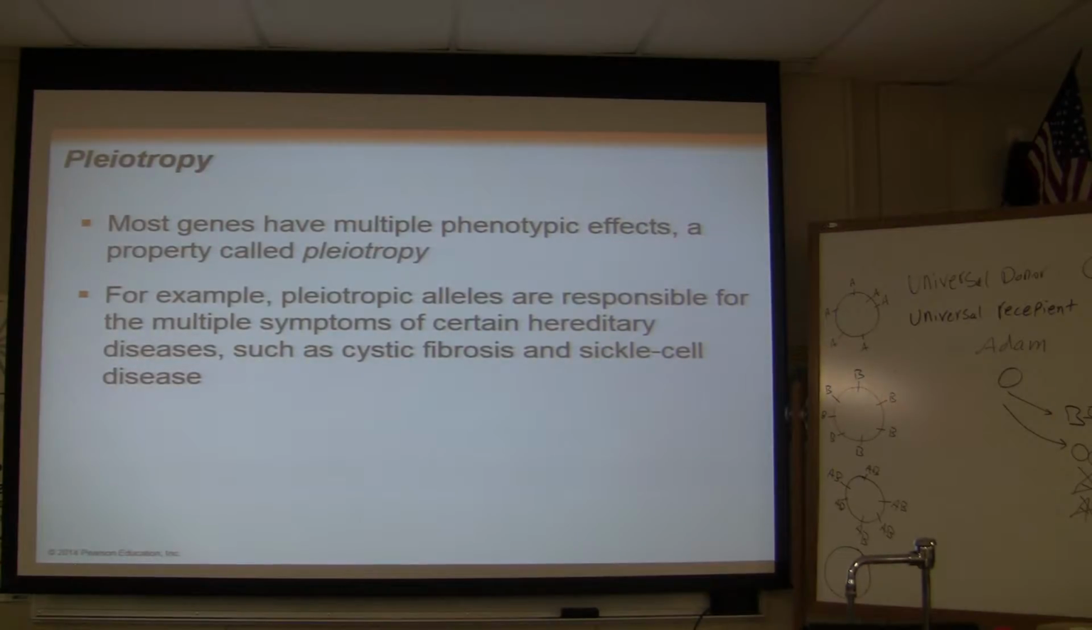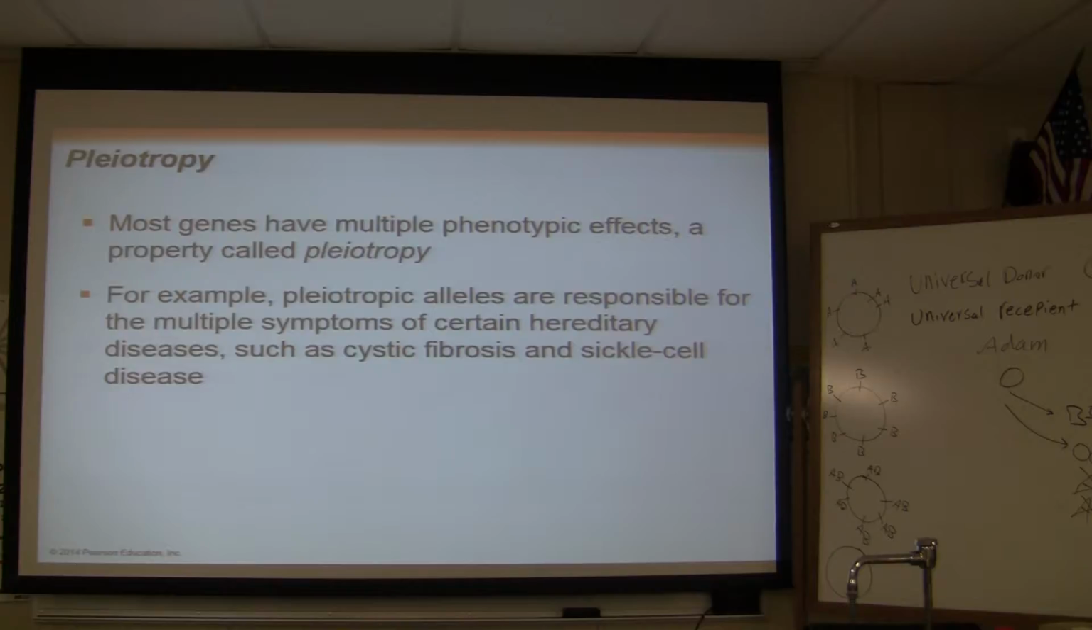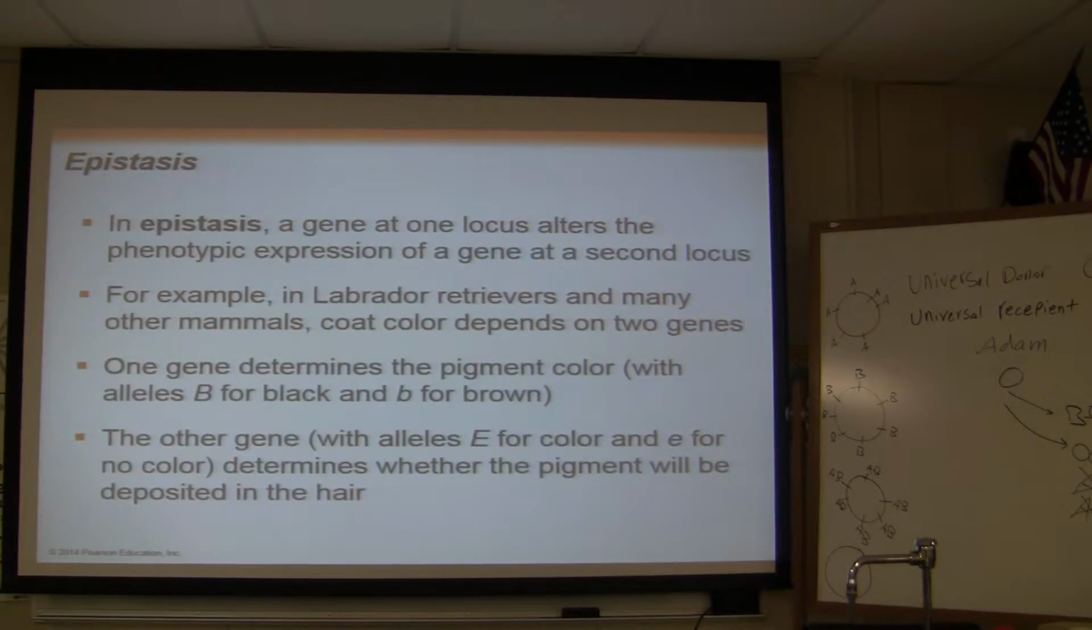Pleiotropy: most genes have multiple phenotypic effects, a property called pleiotropy. For example, pleiotropic alleles are responsible for the multiple symptoms of certain hereditary diseases such as cystic fibrosis and sickle cell disease, which I will show you a picture of in a minute.